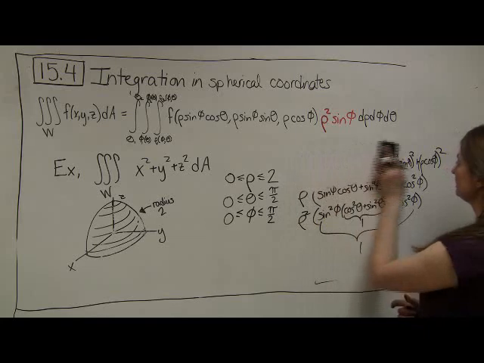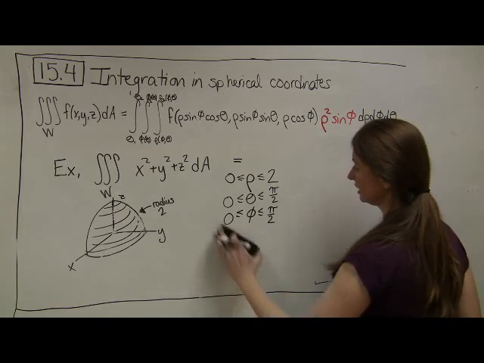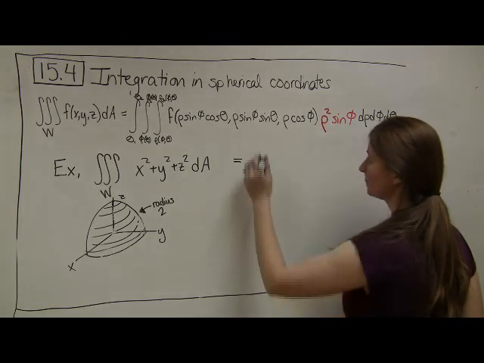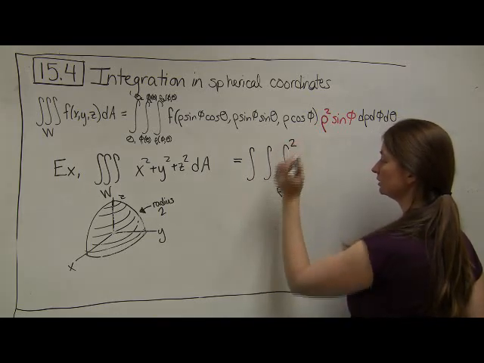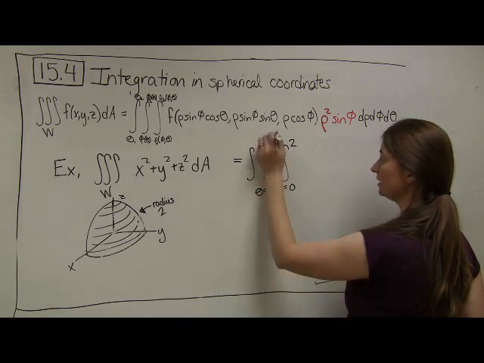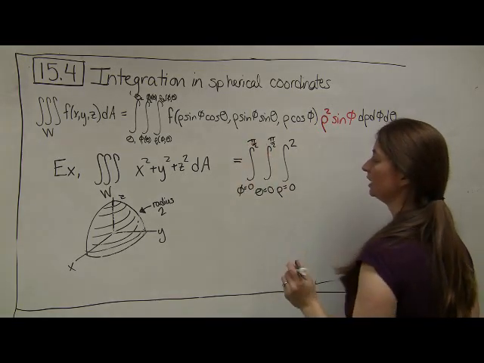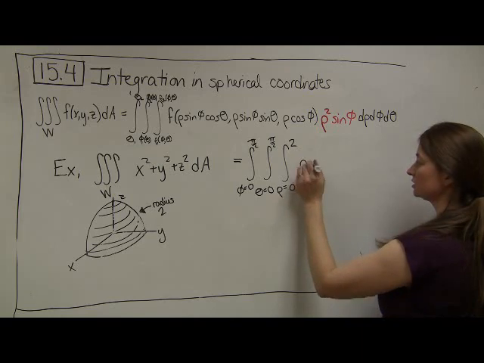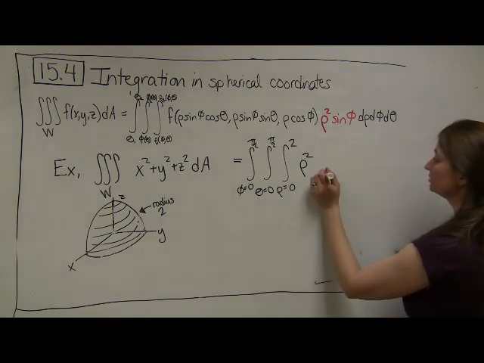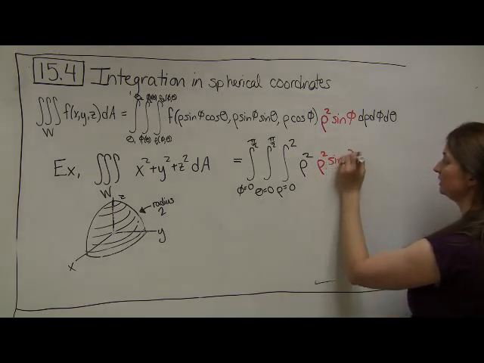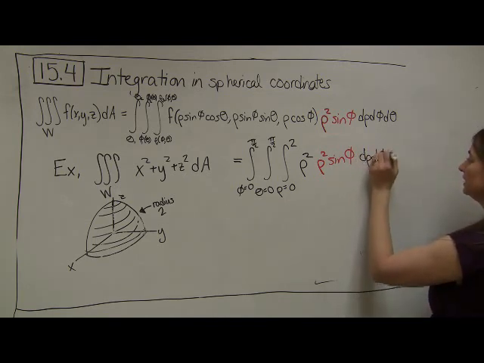So at this point, I'm ready to set up my integral. We just decided that our bounds of integration, starting from the inside, my rhos are going from 0 to 2, my thetas are going from 0 to pi over 2, and my phis are going from 0 to pi over 2. My x squared plus y squared plus z squared just turns into a rho squared. I need to remember my term of integration, which is rho squared sine of phi. And I integrate this d rho, d phi, d theta.